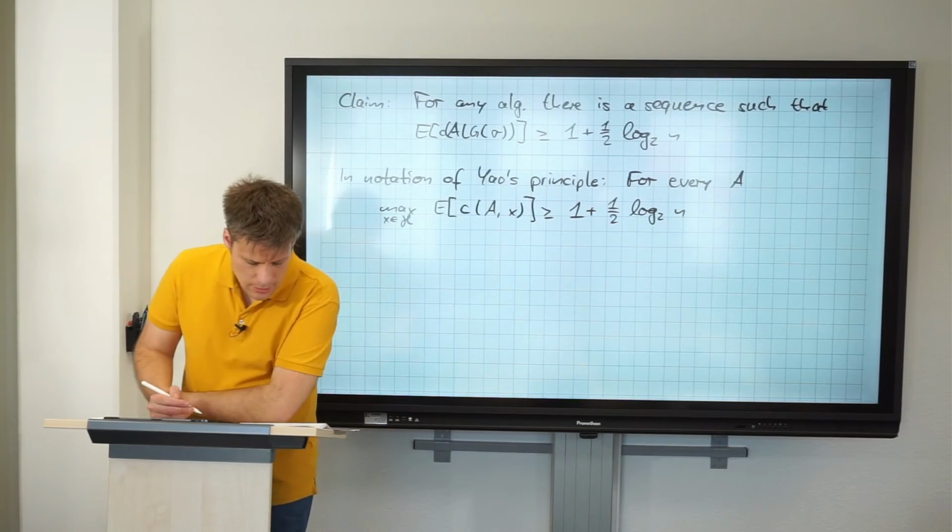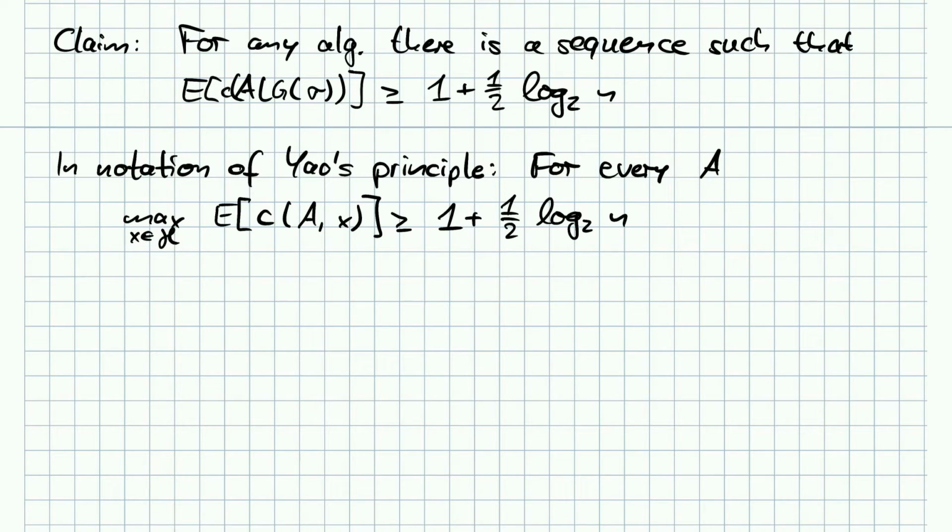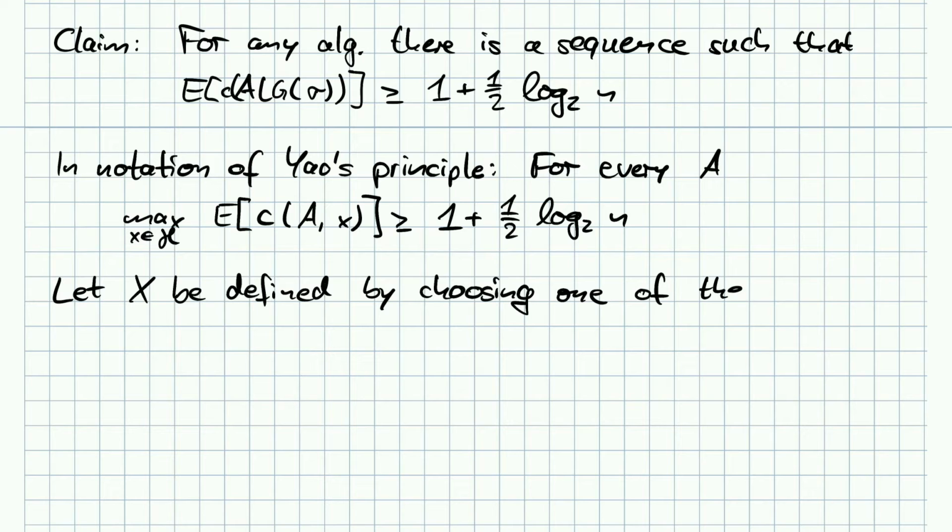So how do we do this in more detail? We now let capital X be defined by choosing one of these instances, meaning one leaf that we will be reaching, because we are only considering these instances which are paths from the root to the leaves, and now we choose one of them uniformly at random.